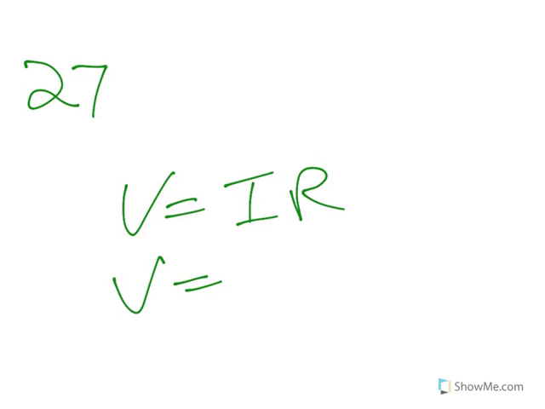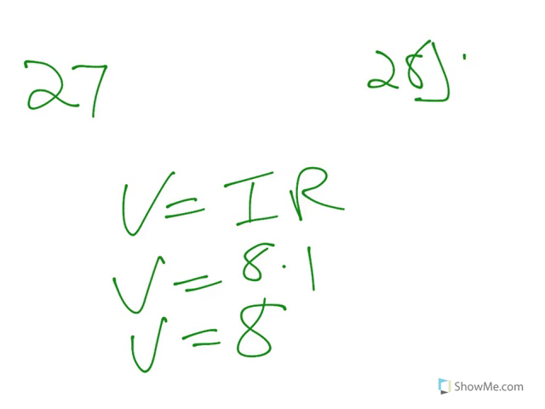27. So we're supposed to base our answer on this diagram here. The voltage drop across R1 is, well, voltage drop is V equals IR. So the voltage is equal to the current, which is 8 amps in this case, times the resistor, which is 1, so the voltage should be 8. That should be the voltage drop. What is the total resistance of this circuit? Well, it's series, so you just add them up. 1 plus 2 is 3. So 28 should be 1 plus 2 equals 3. So it should be C.